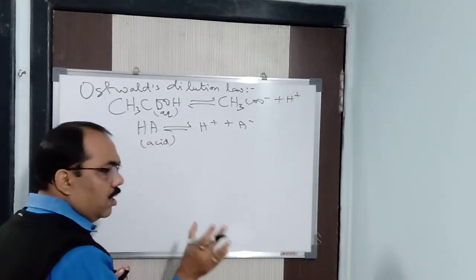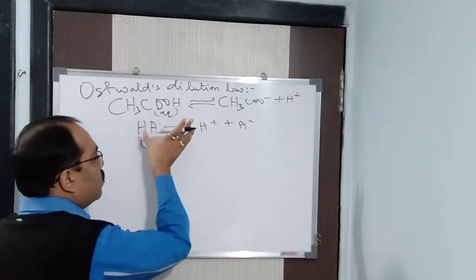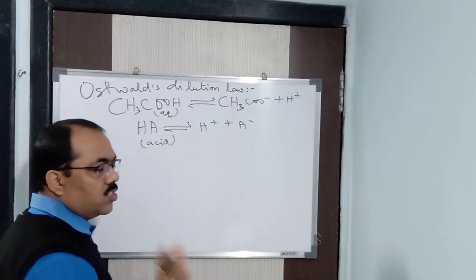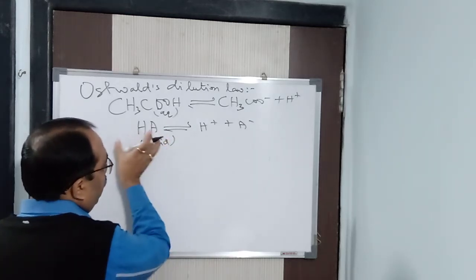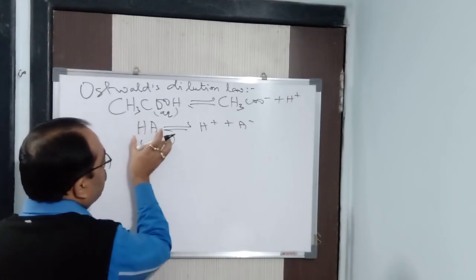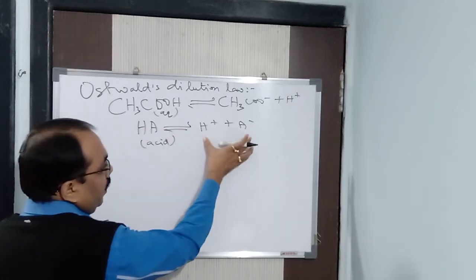Because in this chapter, in this Ostwald dilution, we are going to deal with a weak electrolyte, because it is true for the weak electrolyte. So generally I'll take this acid as a weak acid, so that there will be an equilibrium between undissociated molecules and ions.